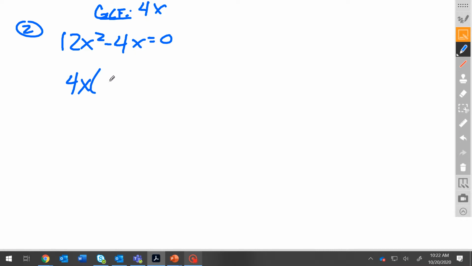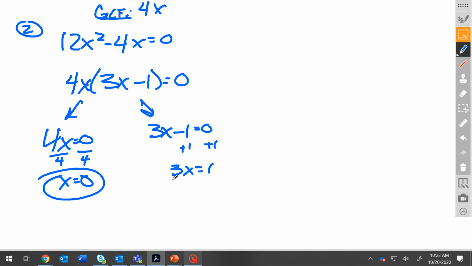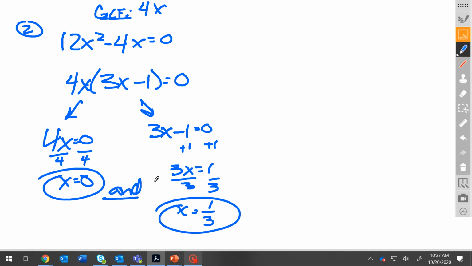Number 2. 12x squared minus 4x equals 0. Equal to 0, so I'm going to start by factoring. First check the GCF. I have 4x. 4x comes out, so I'm left with 3x minus 1 equals 0. Either 4x is 0 or 3x minus 1 is 0. Solve for x. One of my solutions is 0. 3x equals 1. Divide by 3. Another solution is 1/3. These are my two solutions. Number 2 is complete.